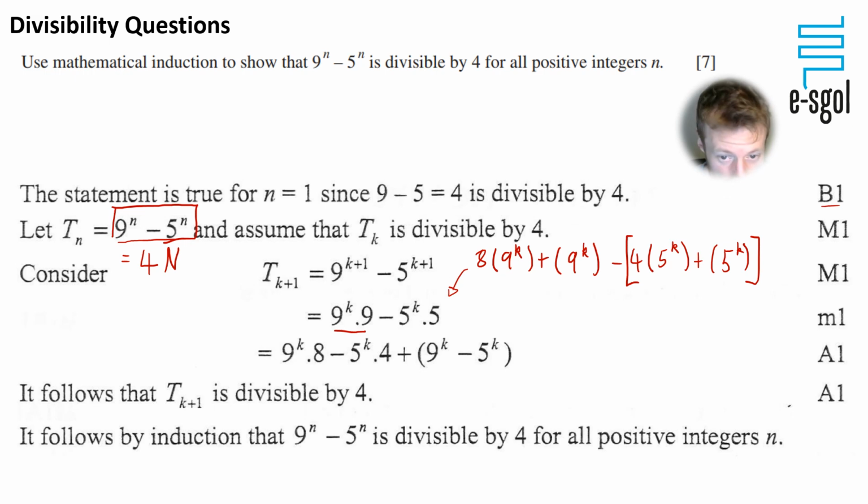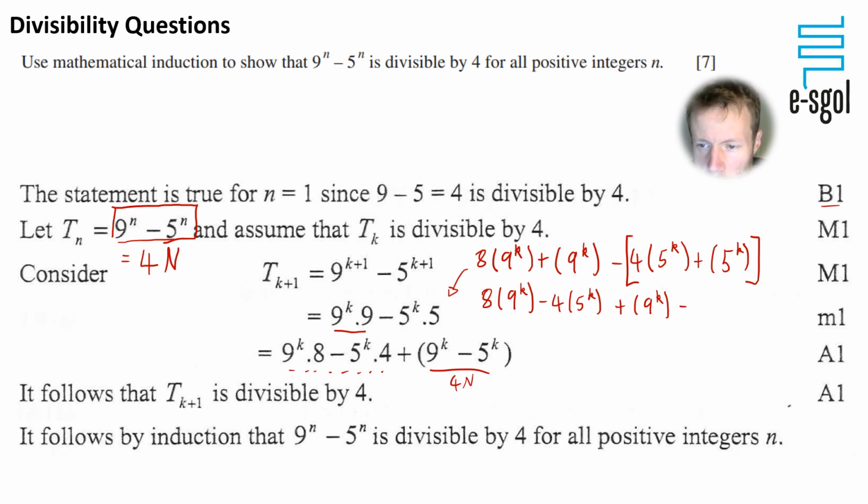And then I guess they've tried to group together these bits here because we kind of want to get that bit, because that is the bit that equals 4n, and then we want to show the other bit is also some kind of multiple of 4, or overall we have a multiple of 4. I'll just continue with this. So what would we get here? We would get 8 times 9 to the power of k minus 4 times 5 to the power of k plus 9 to the power of k minus 5 to the power of k.